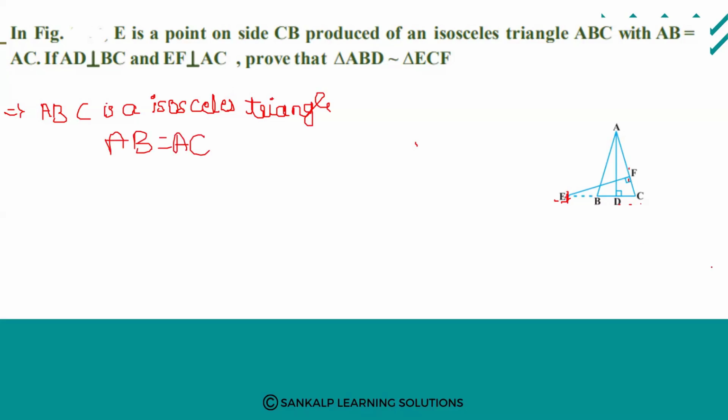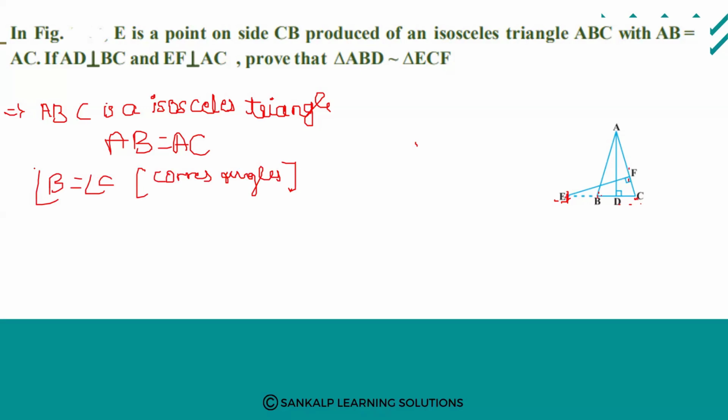And with two sides, two angles are also equal. Two corresponding angles are also equal. That is B is equal to C. Okay. So angle B is equal to angle C. These are corresponding angles of an isosceles triangle. Okay.